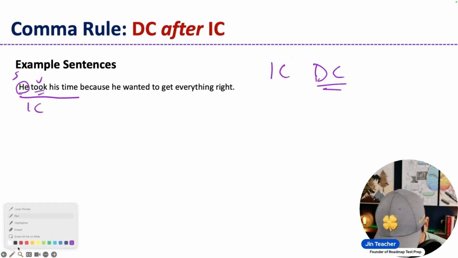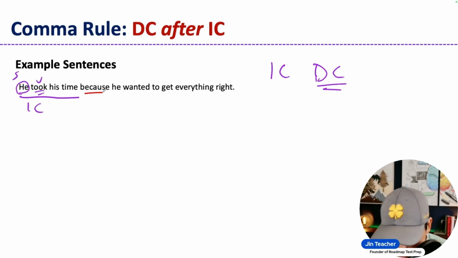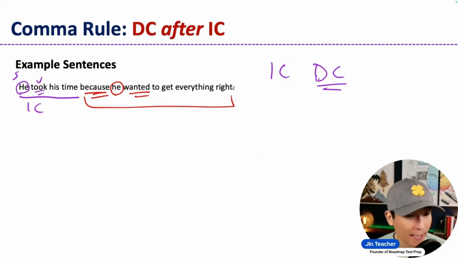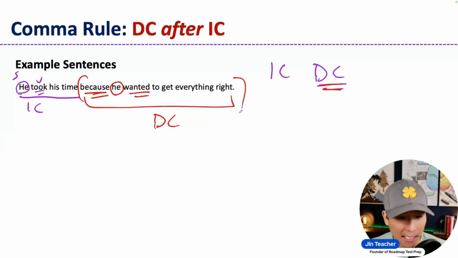But here I have a dependent clause that comes afterwards, right? And I know that because is a connecting word, a subordinating conjunction that creates a dependent clause, right? Because he wanted to get everything right. So this is where I have my dependent clause. So notice how the dependent clause comes after the independent clause, right? And notice how if we just looked at this dependent clause here, because he wanted to get everything right, it wouldn't be a complete sentence. And so remember, dependent clauses are not complete sentences, right? They cannot stand alone as a complete sentence.